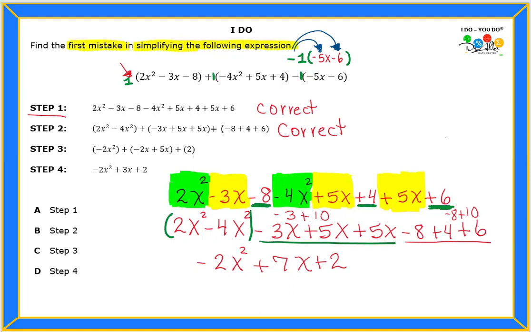So look at step 3. What's wrong with step 3? Well, this one is correct, right? And what's wrong is the 7x. They have a negative 2x and a positive 5x. This is wrong. So step 3 is actually the one where there's something wrong. Very good. Okay, so this is the wrong step. Okay, very good.